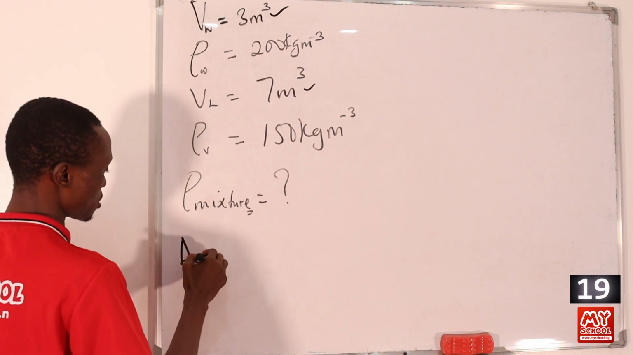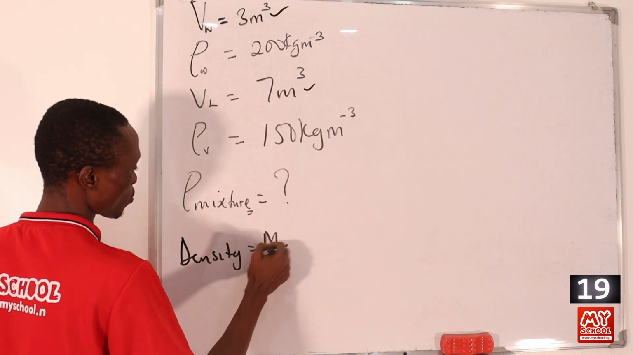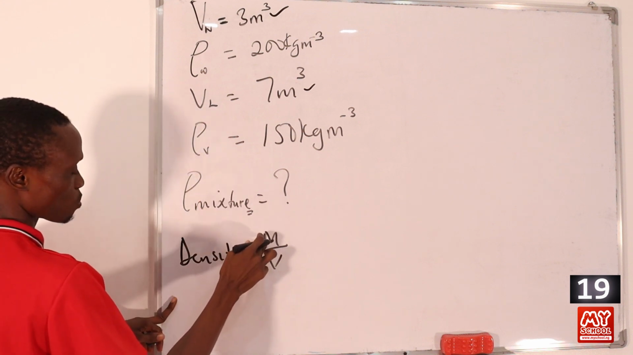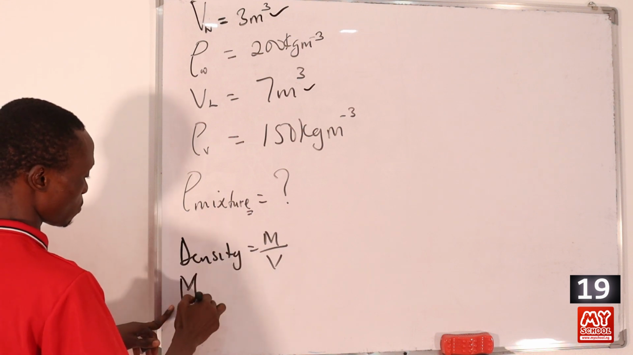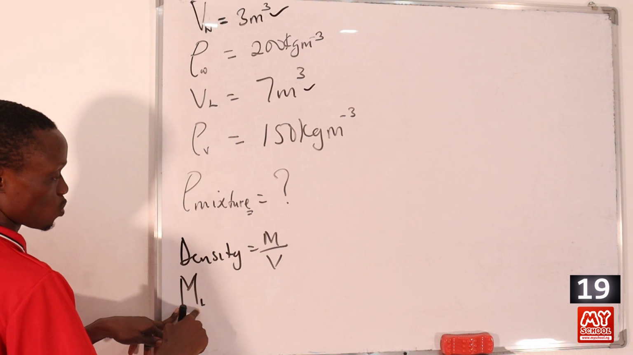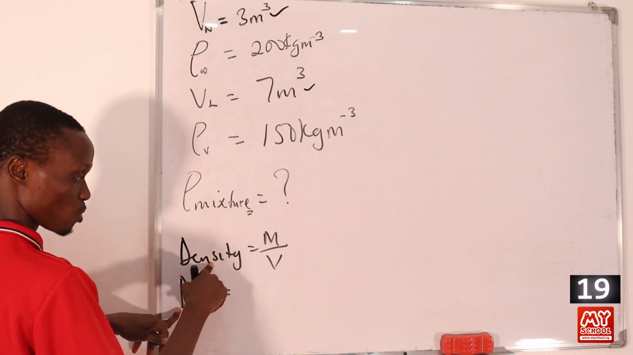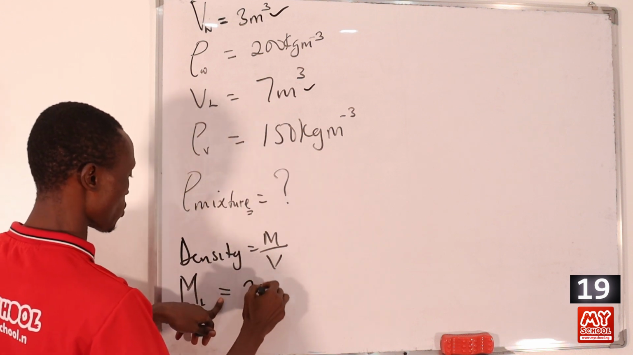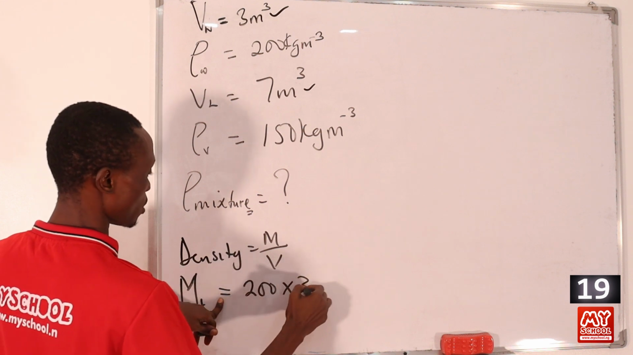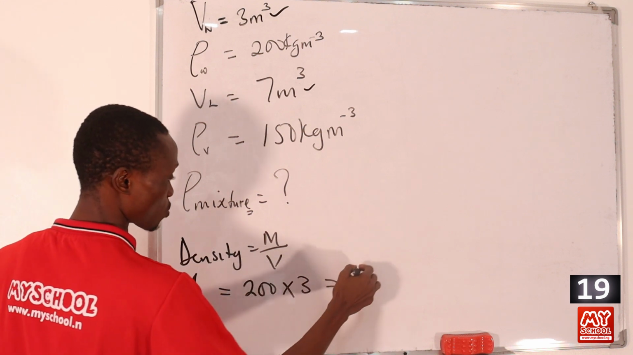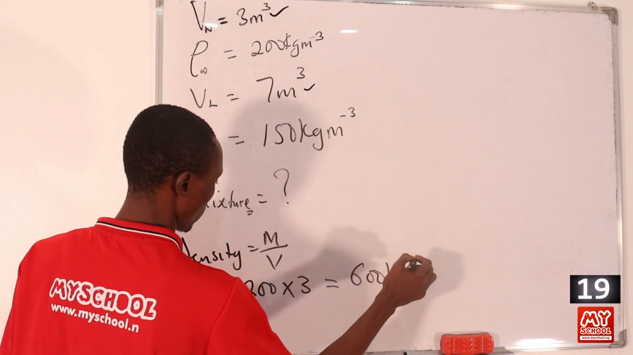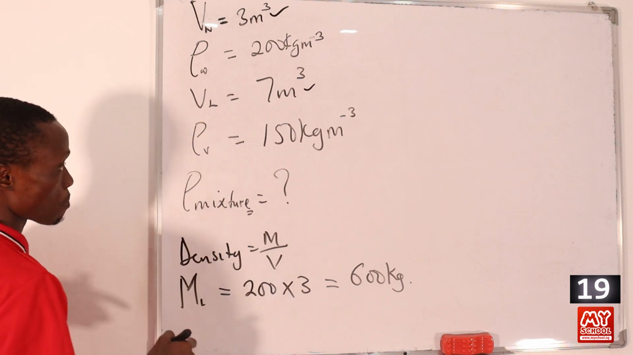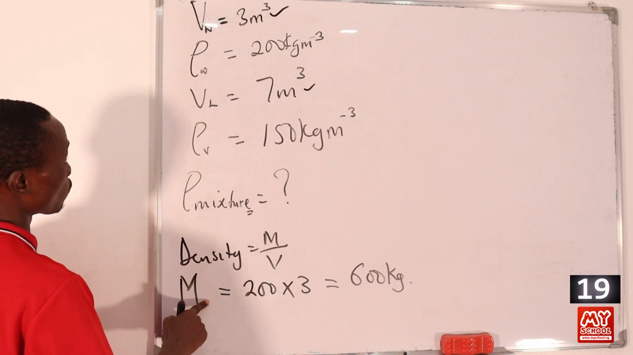But remember that density is equal to mass over volume. So first of all, we'll calculate the mass of liquid W. We just make M the subject of the formula. We write M subscript W, indicating the mass of liquid W, so we just multiply the density of liquid W by its volume. The density is 200 and the volume is 3. If we multiply this together, this will be equal to 600 kilogram. So this is the mass of liquid W.